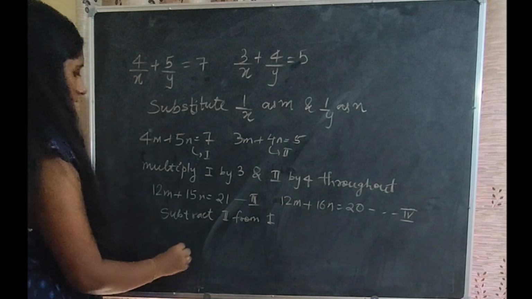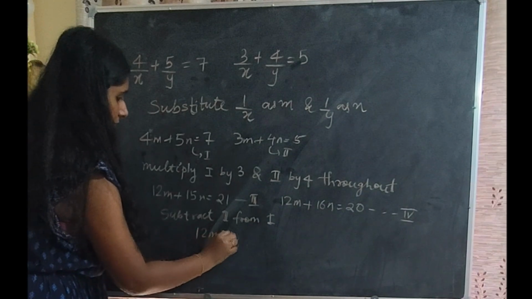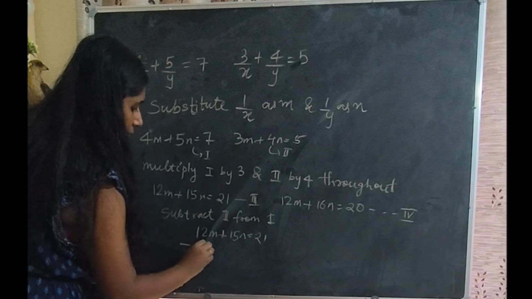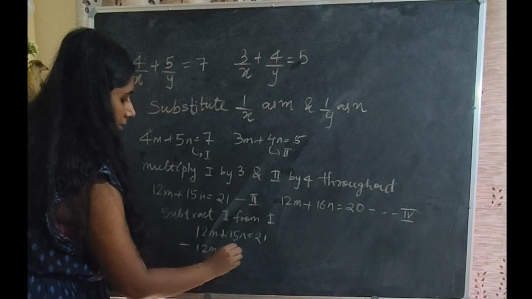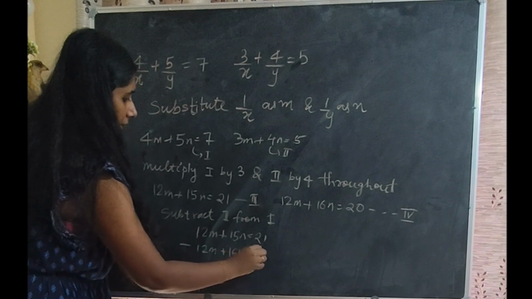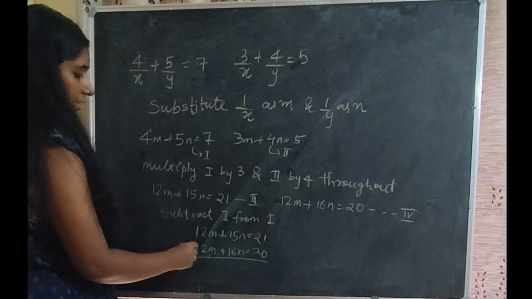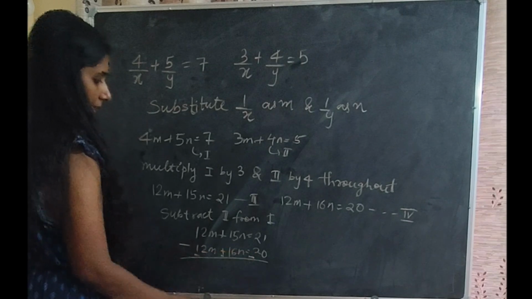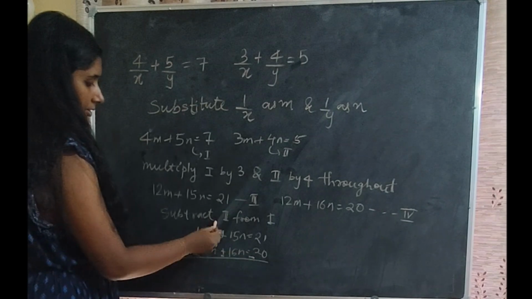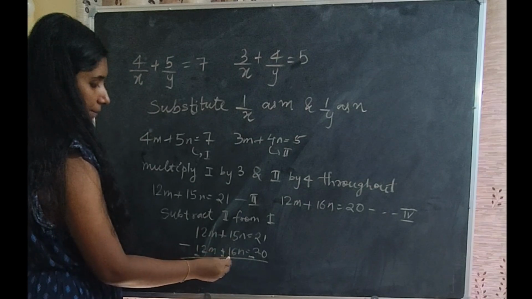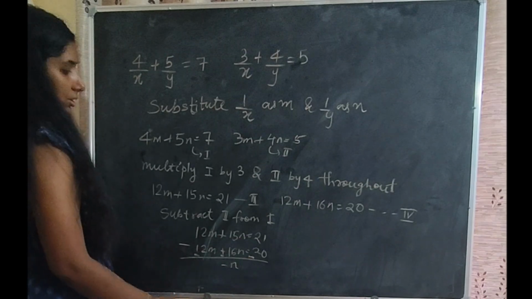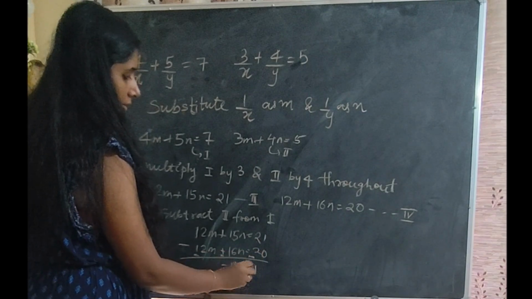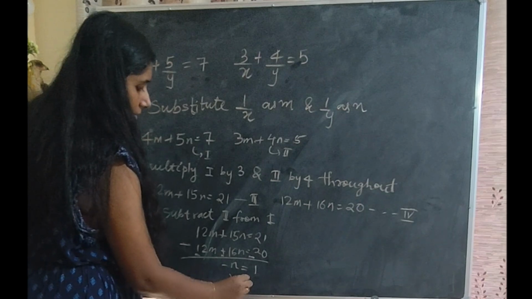Now when you subtract, you get 12m plus 15n is equal to 21 minus 12m plus 16n is equal to 20. So the signs will change for minus. When you subtract, this will become minus, this will become minus, this will become minus. So 12m minus 12m is 0. 15n minus 16n is minus 1n, with the sign of the bigger number, and 21 minus 20 is 1. So n is minus 1.